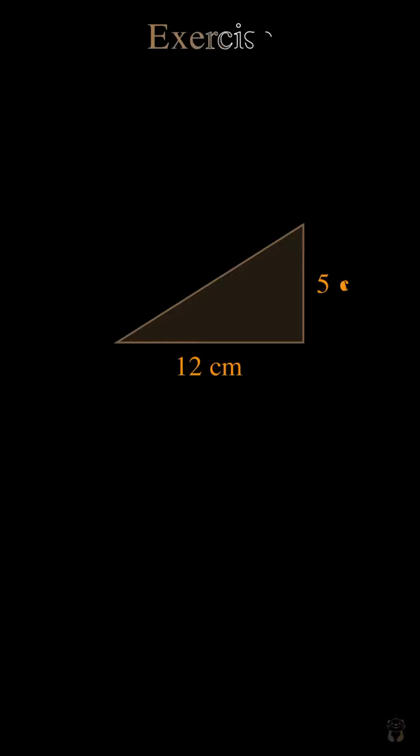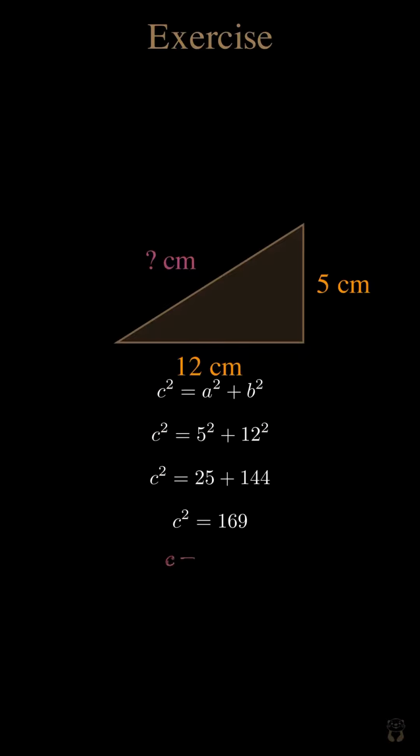Let's solve an exercise. We have a right triangle with legs of 5 centimeters and 12 centimeters. Can you find the hypotenuse? Using the Pythagorean theorem, c squared equals 5 squared plus 12 squared, which is 25 plus 144 equals 169. Taking the square root, c equals 13 centimeters.